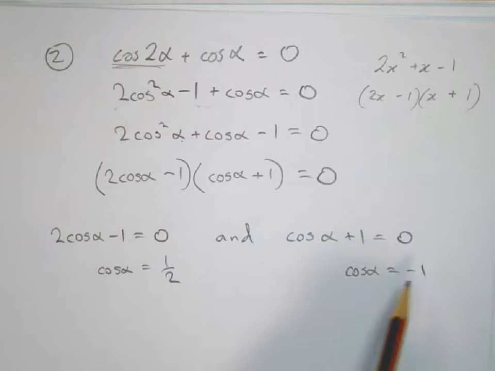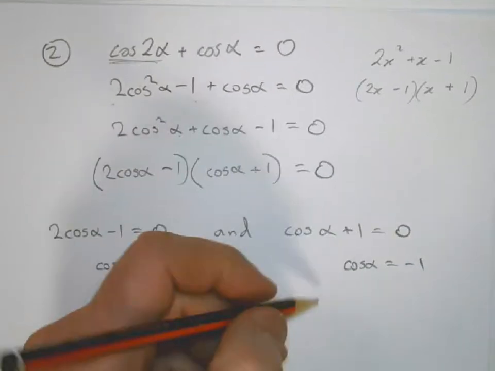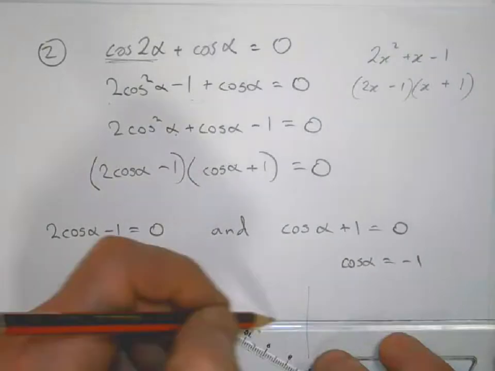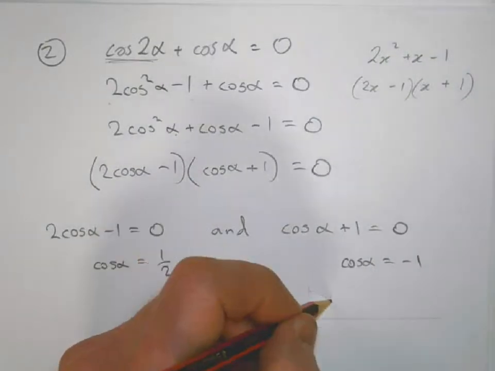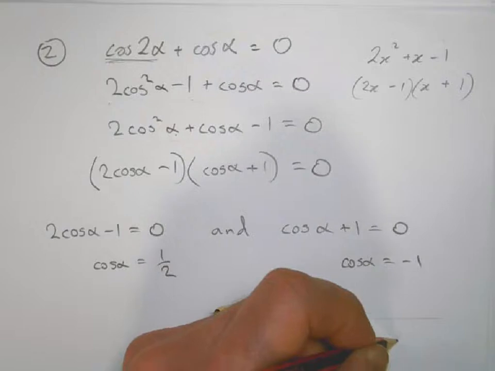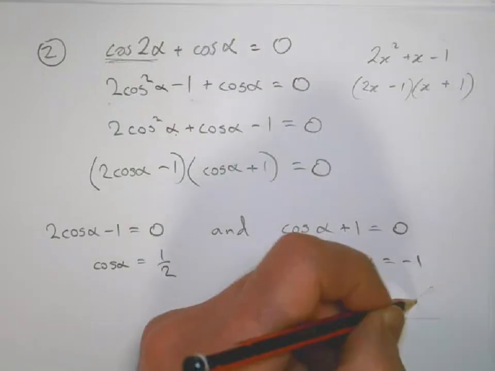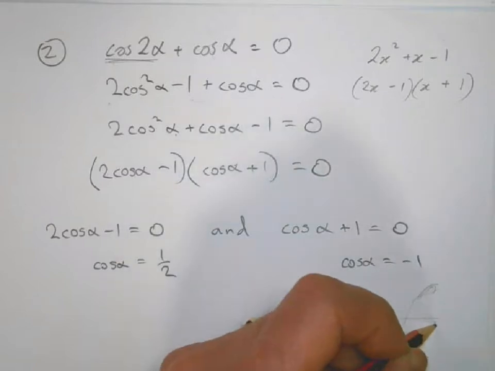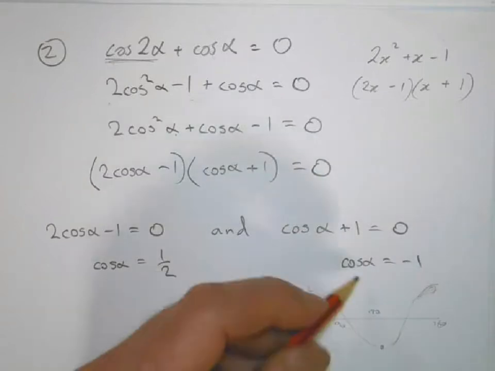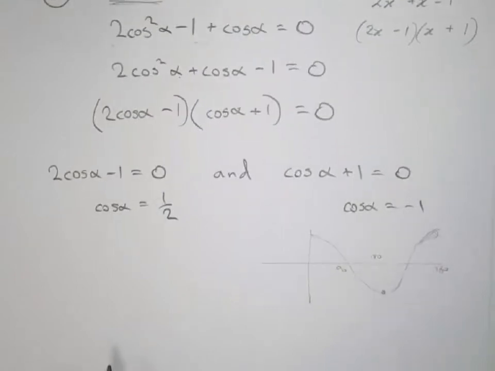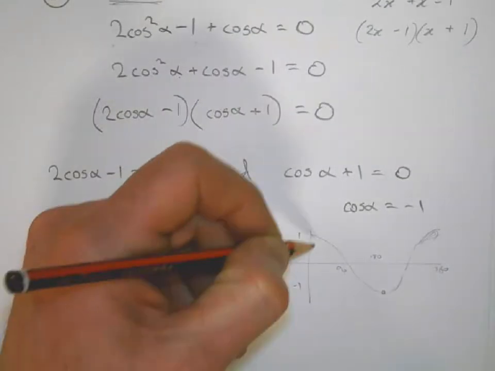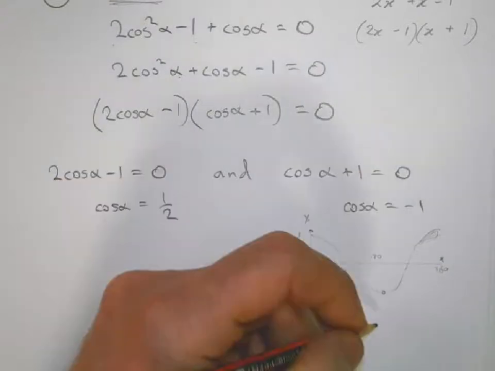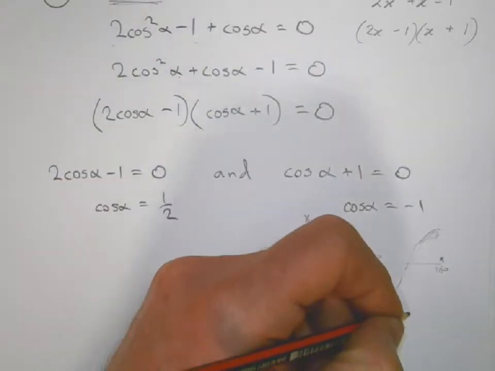Now let's deal with this one first. So again, the cos graph, the only time it goes down to minus 1 is down here. There we go. So it goes 90, 180, 270, and then 360. So it's at 270 it goes down to minus 1. So that means we know that one possible solution for alpha is going to be at 270 degrees.